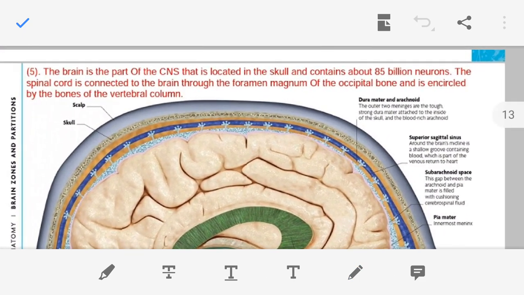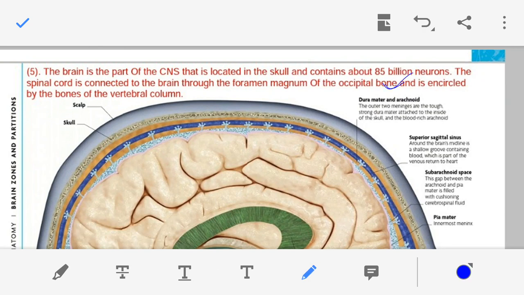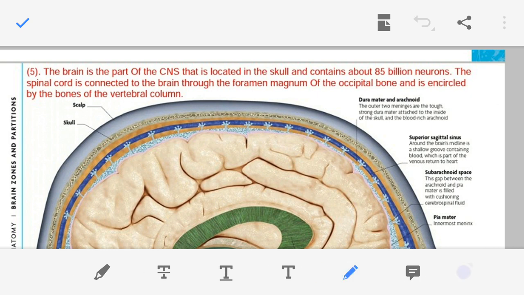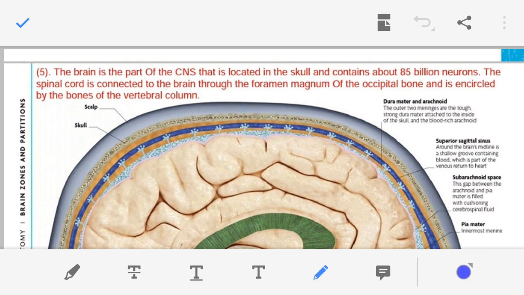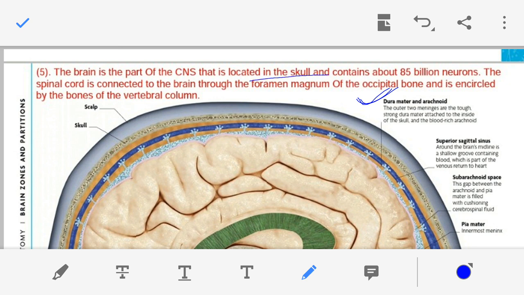Now in the brain about 85 billion neurons are present, and our brain is connected to the spinal cord. How does the spinal cord enter the skull, and how does it connect with the brain? In the occipital bone there is one hole, and this hole is known as the foramen magnum of the occipital bone. From this hole the spinal cord enters the skull, and the spinal cord connects with the brain.